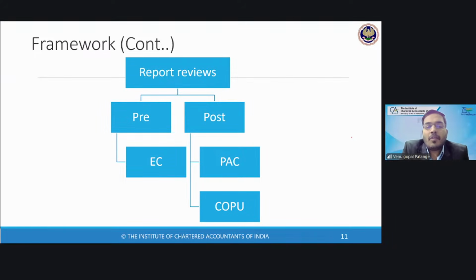So now we will discuss in detail about these financial committees. So we have three financial committees, which are the estimates committee, PAC and COPU. Okay. So what does the estimates committee do? And why do I classify them as pre and post? So you understand, if something has already happened and the audit board has gone ahead and checked it, okay, it is post-mortem. Audit is post-mortem, right? In that case, the reports will go to PAC and COPU.